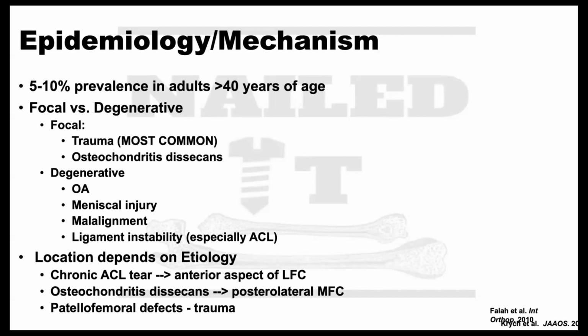For chronic ACL tears, you'll see these defects more at the anterior aspect of the lateral femoral condyle. For osteochondritis dissecans, you'll see it more at the posterior lateral aspect of the medial femoral condyle. And then for trauma, you really see it at the patellofemoral region.